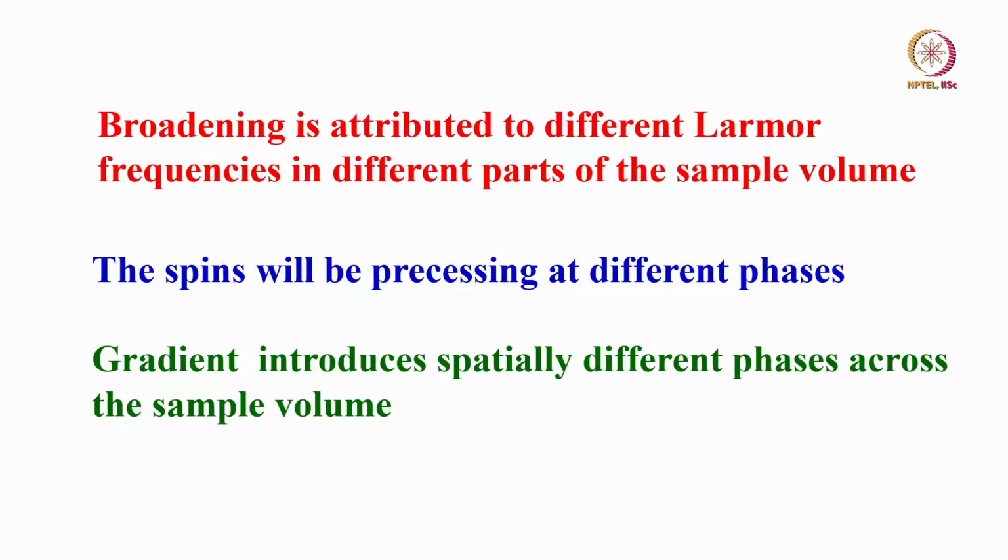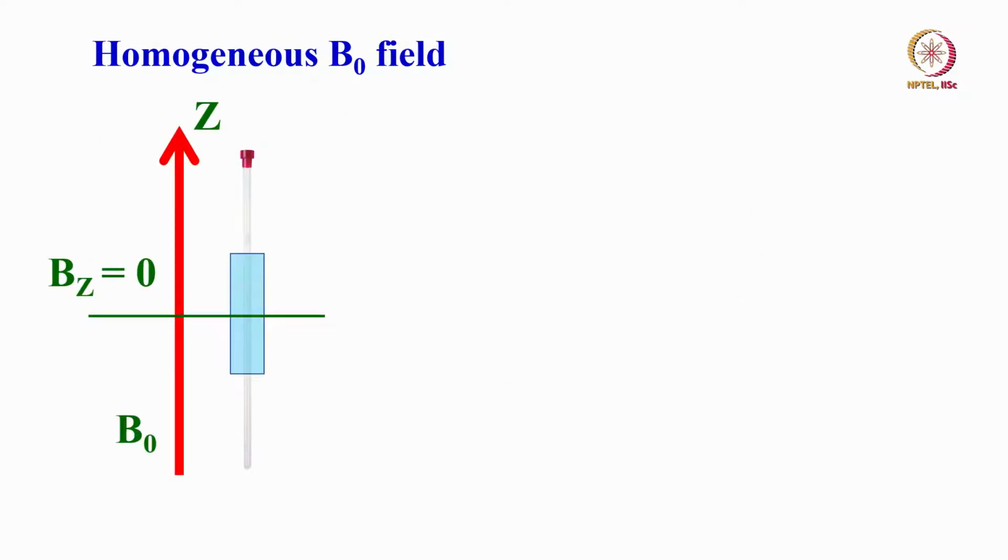So what it means is the gradient introduces spatially different phases across the entire sample volume. Phase and frequency are related. That we discussed in the very first course, at the beginning. Phase and frequency, we can correlate them. The homogeneous magnetic field, this is what happens.